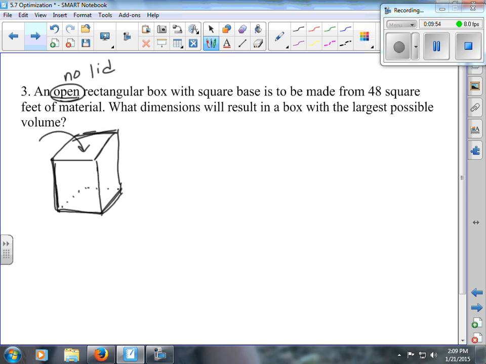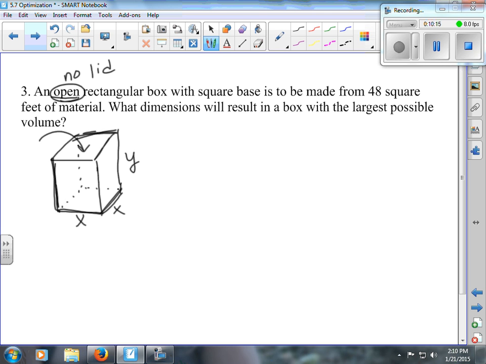Okay, and let's see here. The base is square, so let me call the base x by x, and let's call the height of this y. All right, so there's a very accurate picture for this problem. Let's write down our primary equation. The primary equation should deal with what?